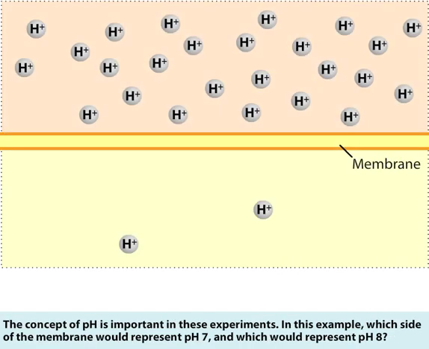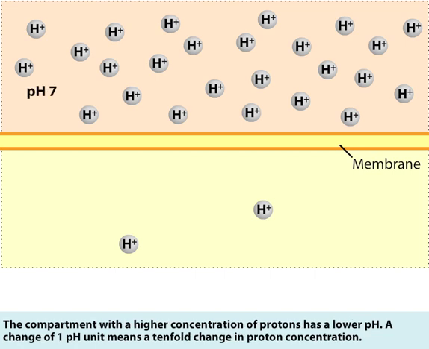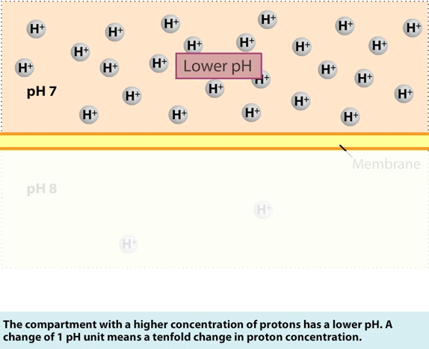The concept of pH is important in these experiments. In this example, which side of the membrane would represent pH 7, and which would represent pH 8? The compartment with a higher concentration of protons has a lower pH. A change of 1 pH unit means a tenfold change in proton concentration.